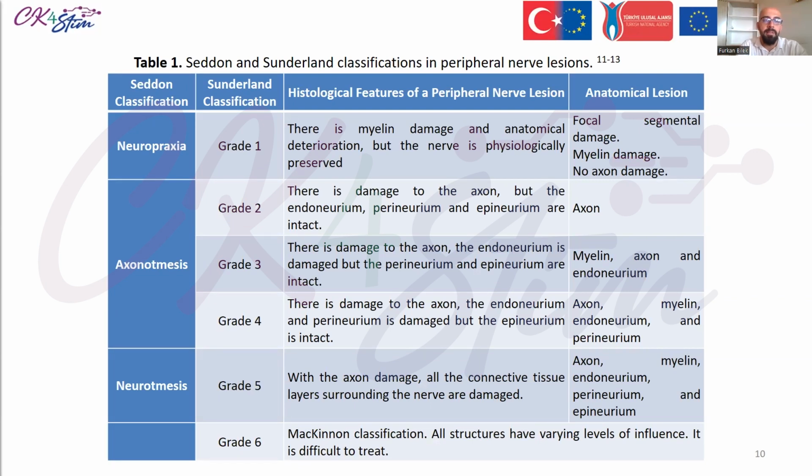You can see the Seddon and Sunderland classification. Seddon classification has 3 levels. Sunderland classification has 6 grades. You can check the anatomical lesion and each impairment.